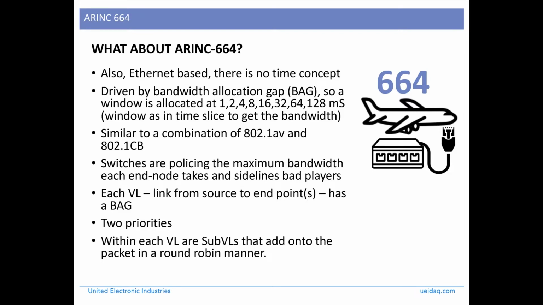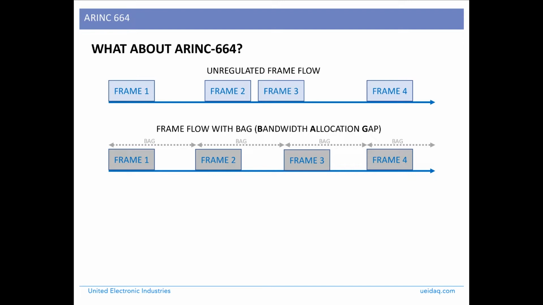Switches perform token bucket-based traffic policing, dropping traffic on VLs where the BAG limits are being exceeded. They are the police to remove the bad actors. This is all done without timing or synchronization. The combination of outgoing traffic shaping and incoming policing provide the foundations for determinism in an ARINC 664 system.